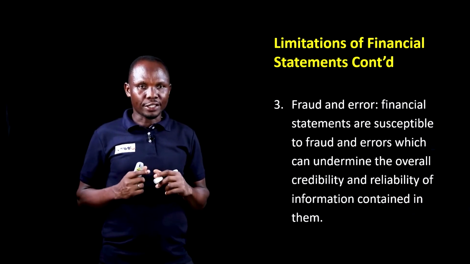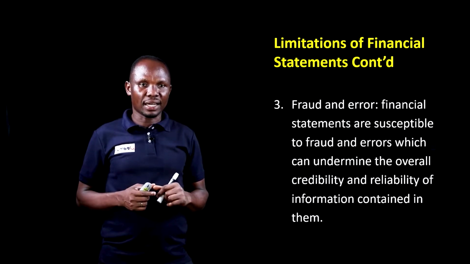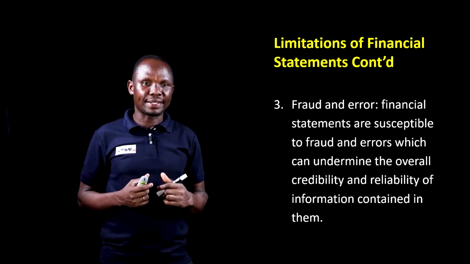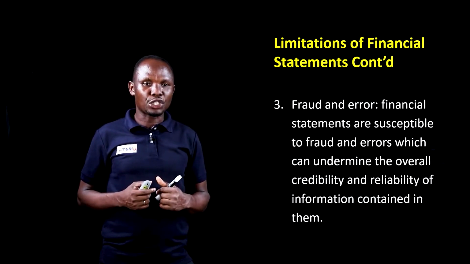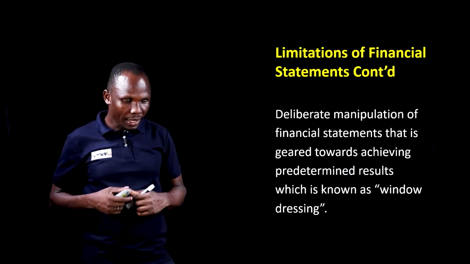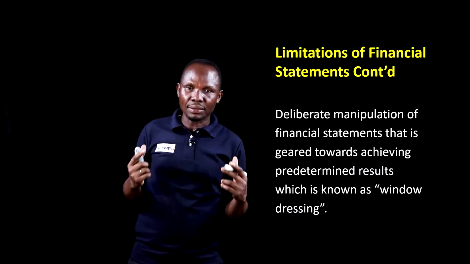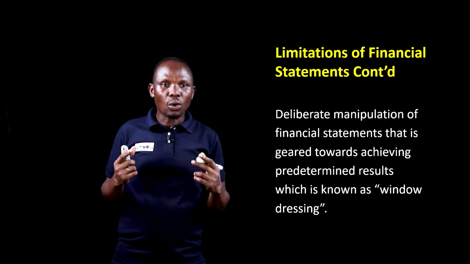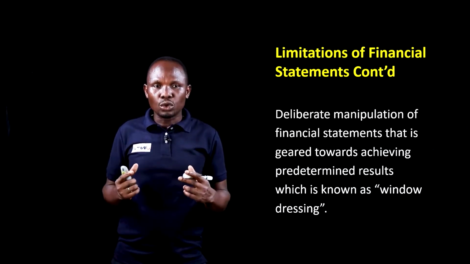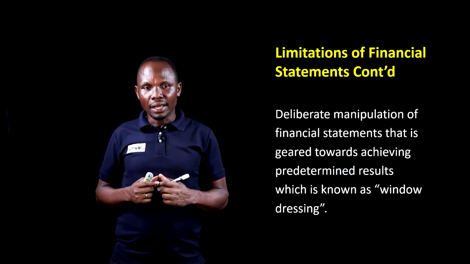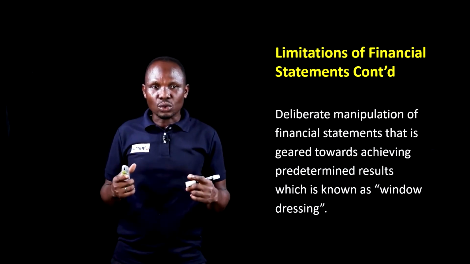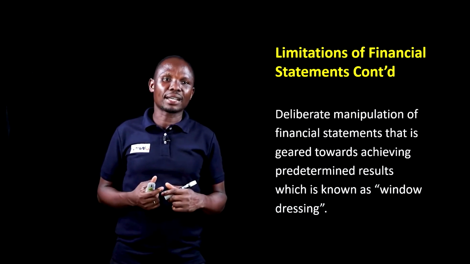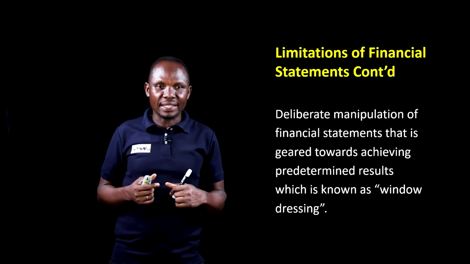3, fraud and error. Financial statements are susceptible to fraud and errors, which can undermine the overall credibility and reliability of information contained in them. Sometimes management and accountants will connive and prepare statements that will show a very good position of the entity, a very good performance, which is totally different from the reality. They manipulate the financial statement in order to achieve a predetermined result.